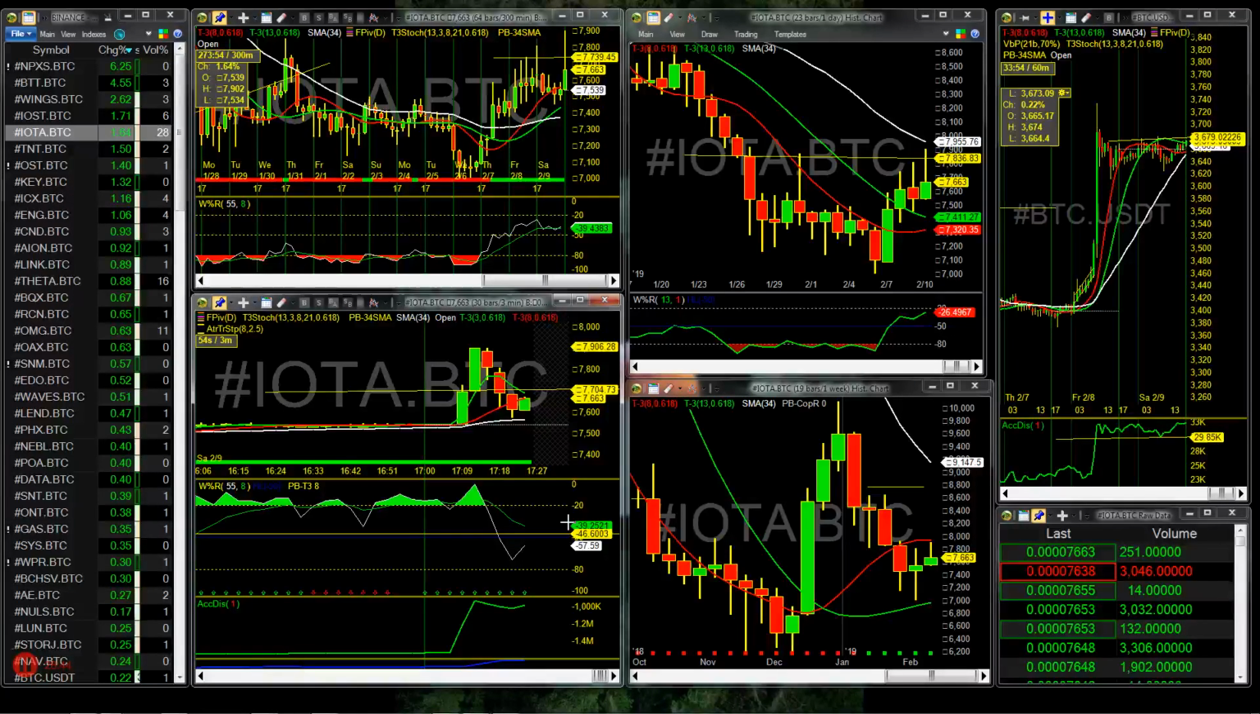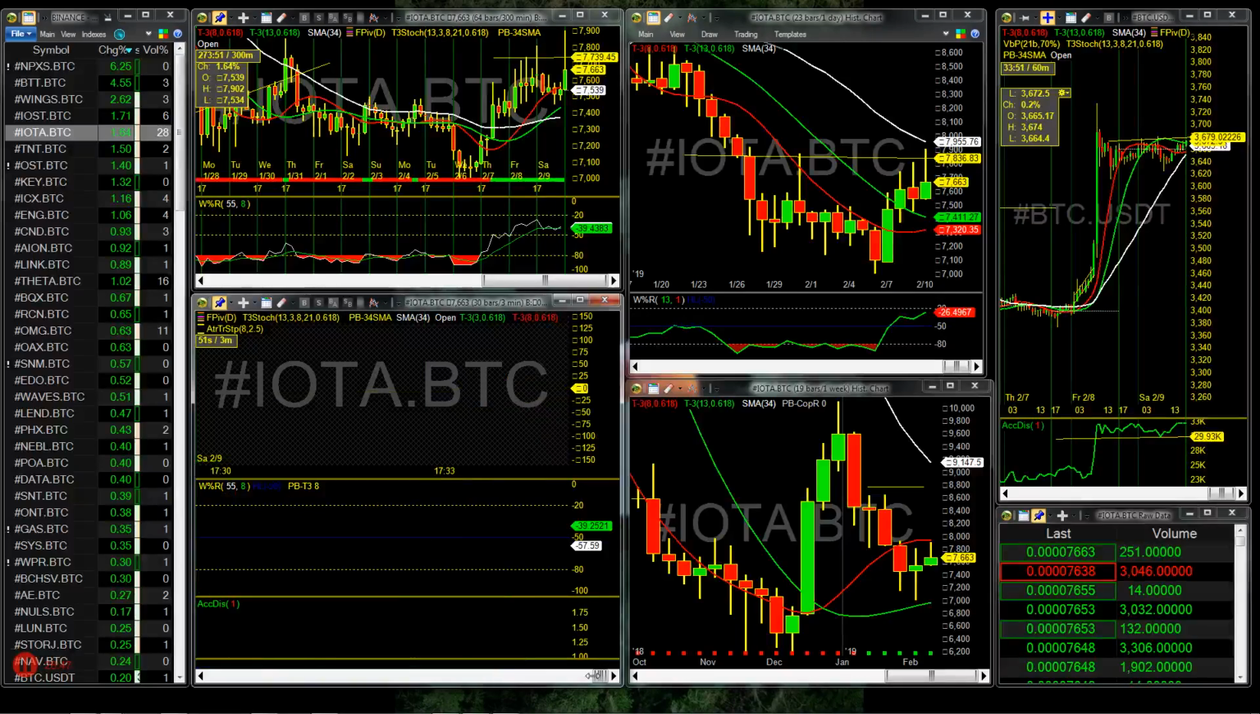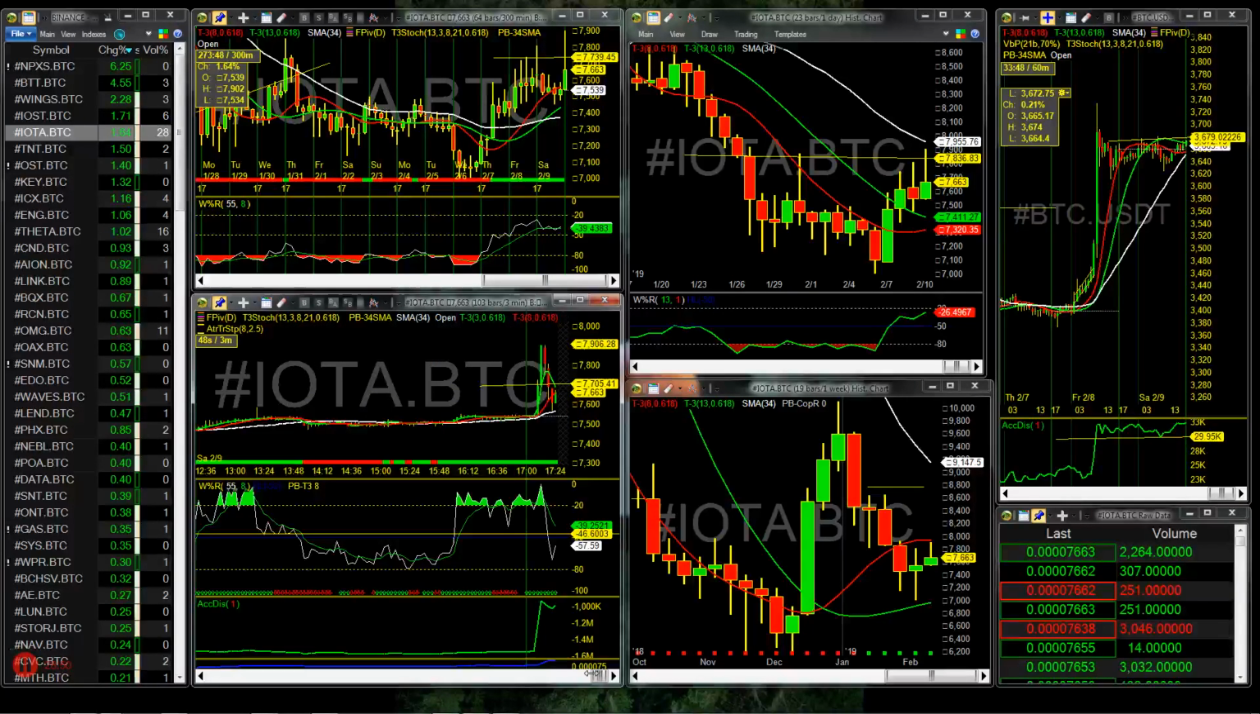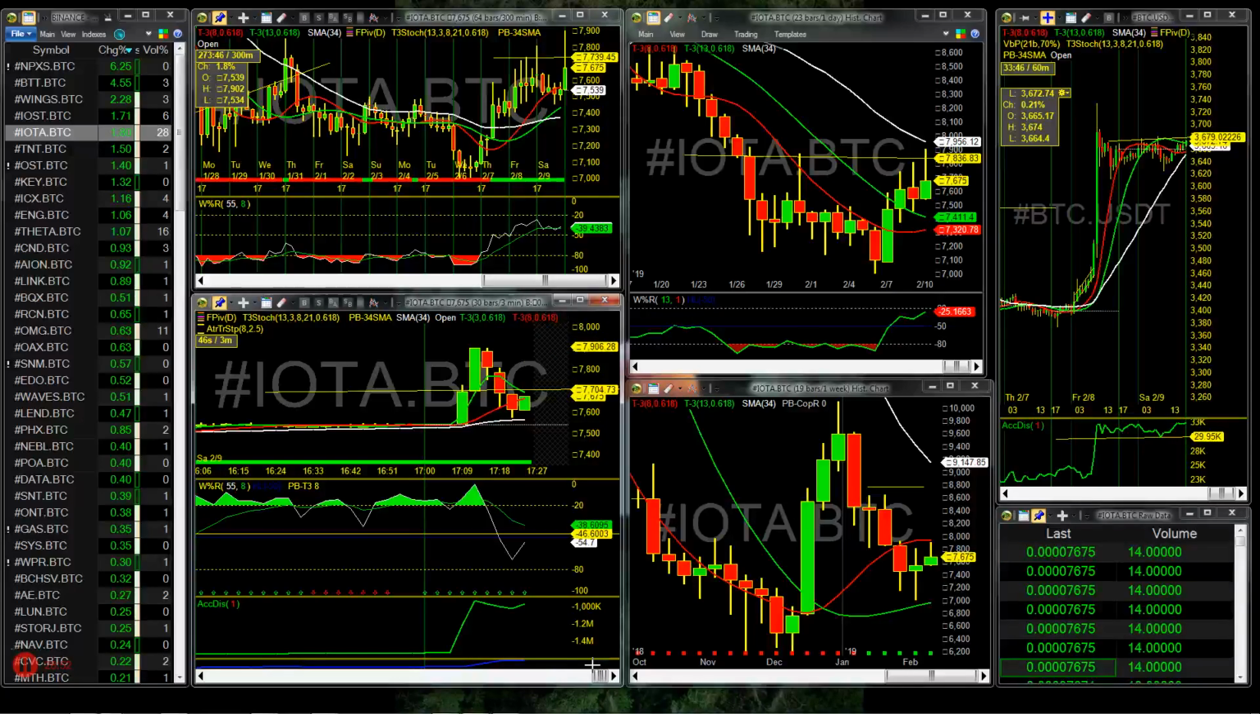Is that a bullish harami? Pregnant candle. Let's see if we can get a 2-bar reversal on this 3-minute chart. I got 40 seconds.